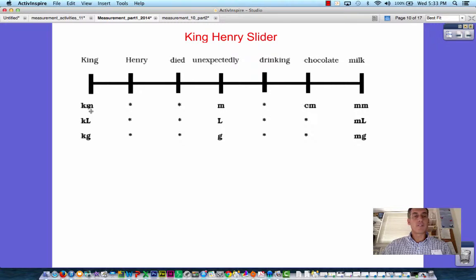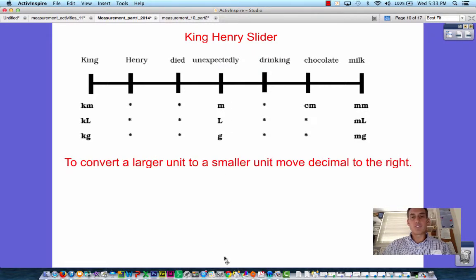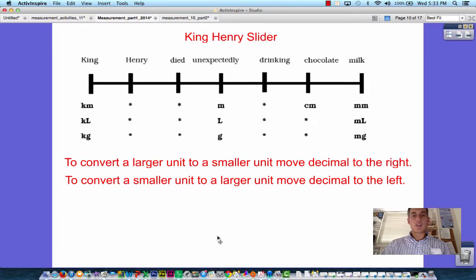So if you wanted to convert from a kilometer to a meter, you're going to move your decimal point 1, 2, 3 places to the right. If you're going to convert from a millimeter to a meter, you're going to move your decimal point 1, 2, 3 places to the left. So here's our rule. If you're going from larger to smaller units, move your decimal to the right. If you're moving from smaller to larger units, move to the left.